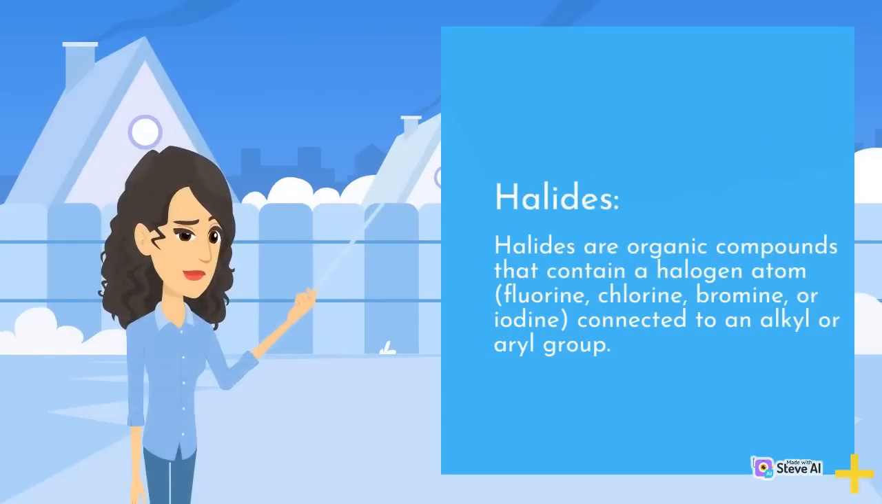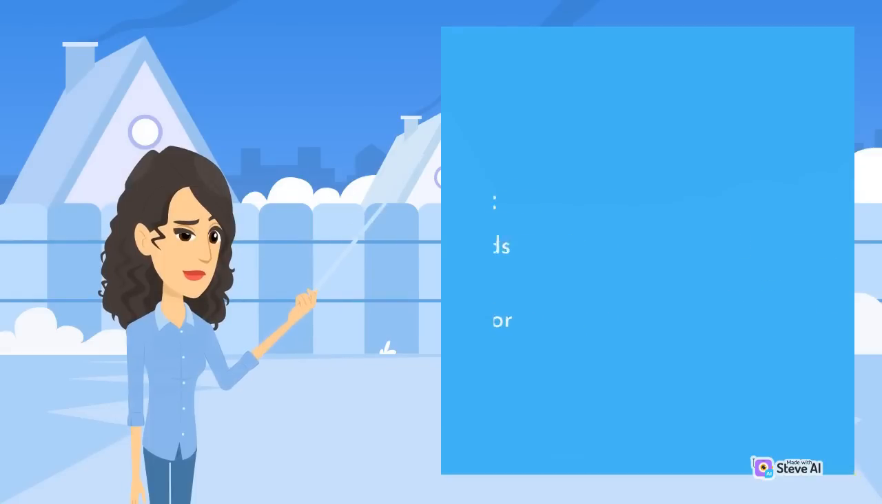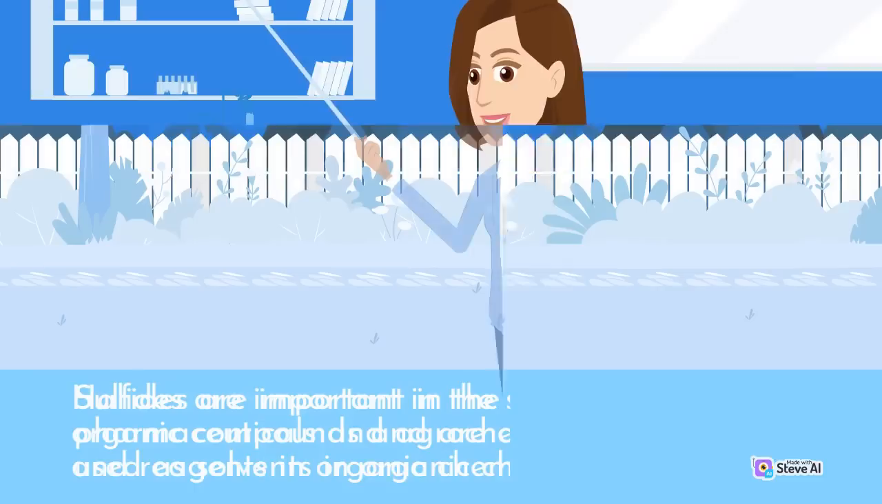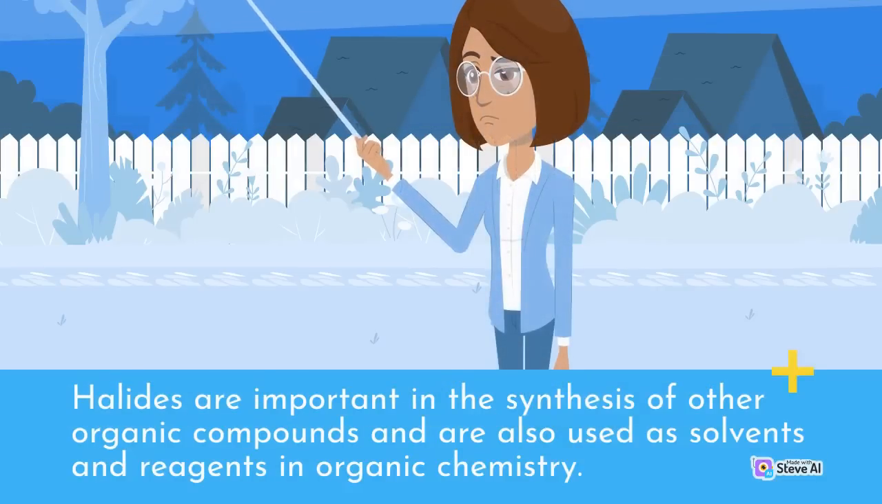Halides. Halides are organic compounds that contain a halogen atom, fluorine, chlorine, bromine, or iodine, connected to an alkyl or aryl group. They are formed by the reaction of a hydrocarbon with a halogen gas. Halides are important in the synthesis of other organic compounds and are also used as solvents and reagents in organic chemistry.